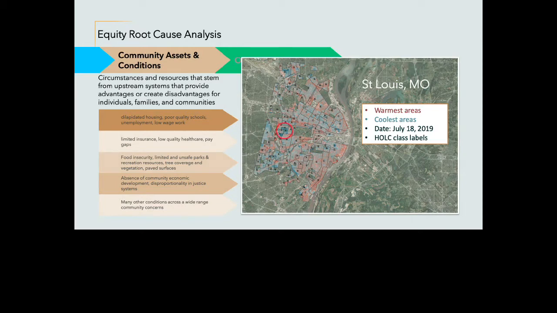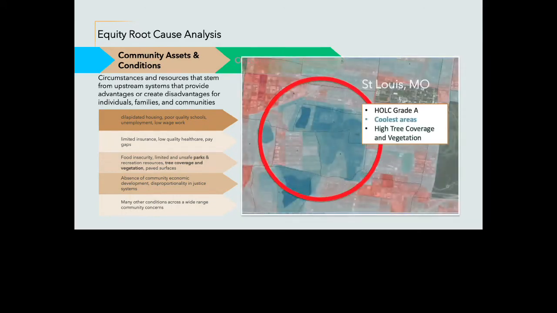Let's focus on this grade A area. Looking closely, we see that this area that was graded A or best was one of the coolest areas in St. Louis at the time. And if you know a bit about redlining, you know that grade A areas are the areas that were entirely white and affluent. These cooler temperatures have been linked to high tree coverage and vegetation.